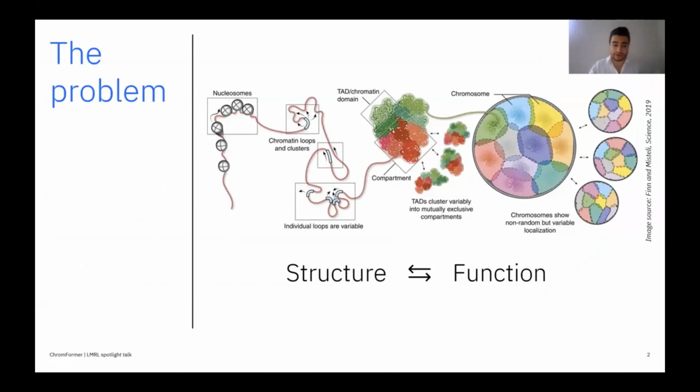Now, we aim to predict the 3D genome structure, and this is important because the genome structure affects if, when, and how genetic information is expressed. And a disruption in this conformation has been linked to various cancer types, neurological problems, and diseases.